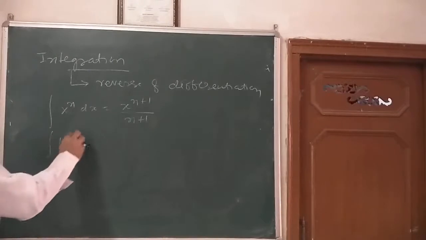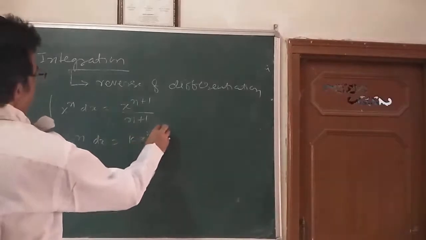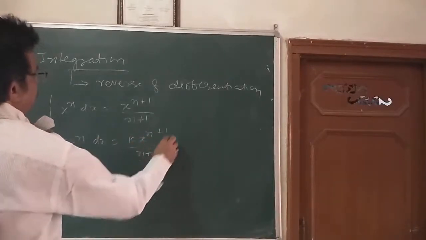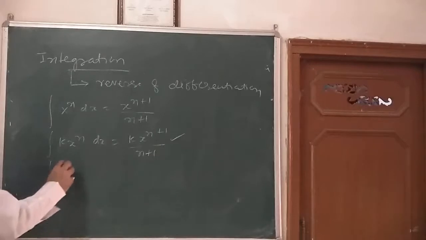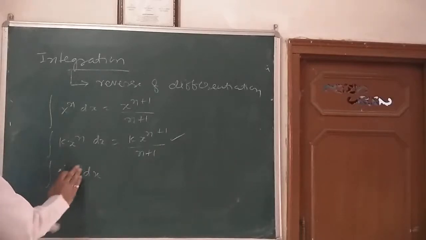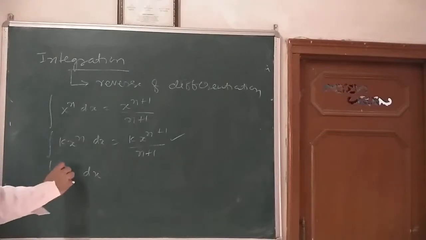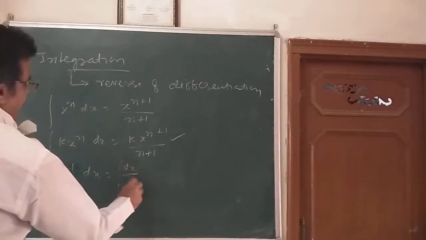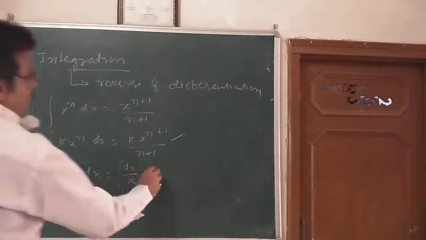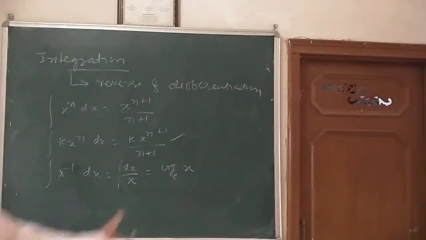Similarly, integration of k x to the power n dx is k x to the power n plus 1 divided by n plus 1. This is the result. Integration of x to the power minus 1 dx is equal to integration of dx by x. Its integration gives a new term, log to the base e of x. It's another mathematical term.